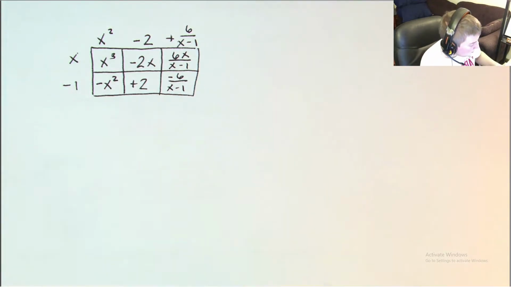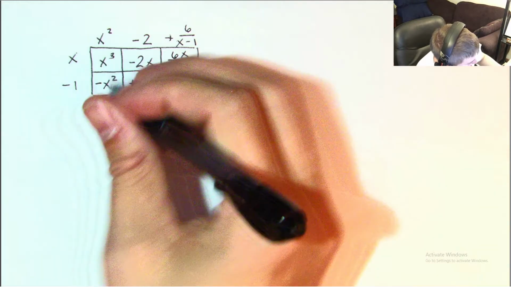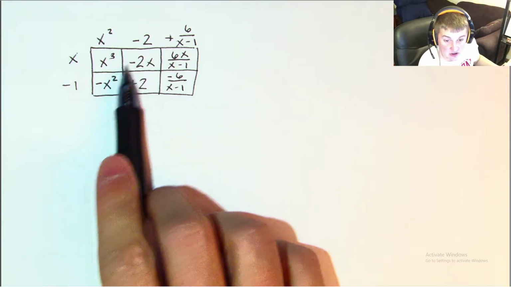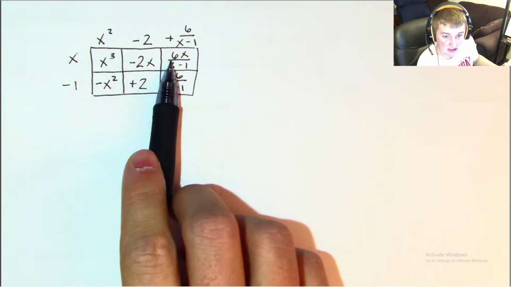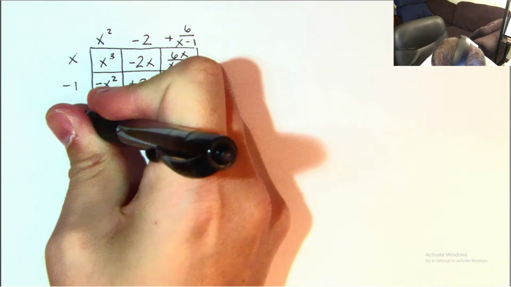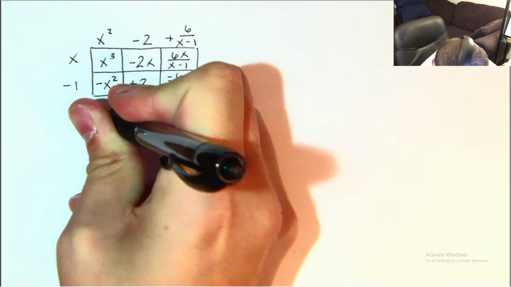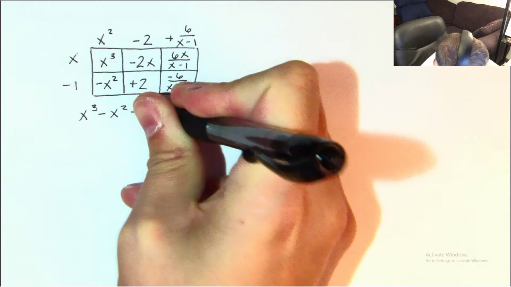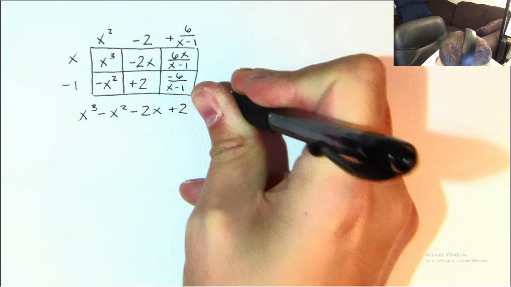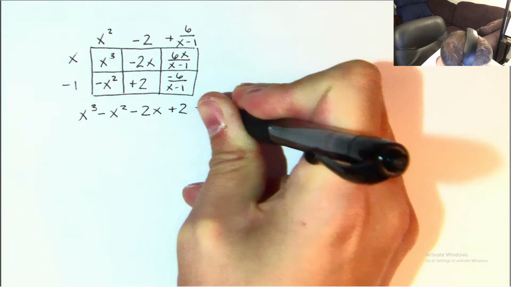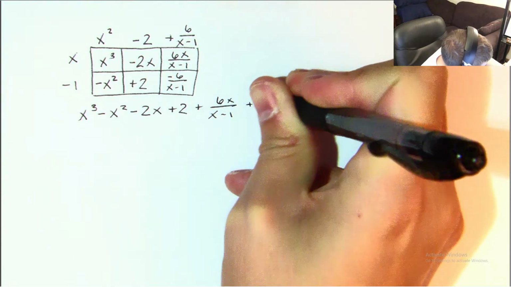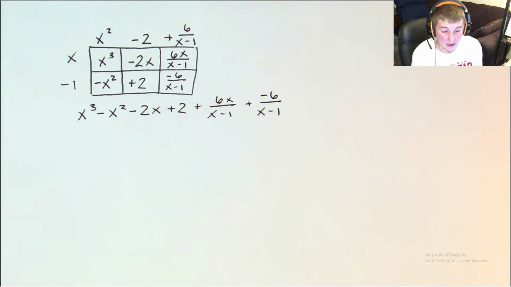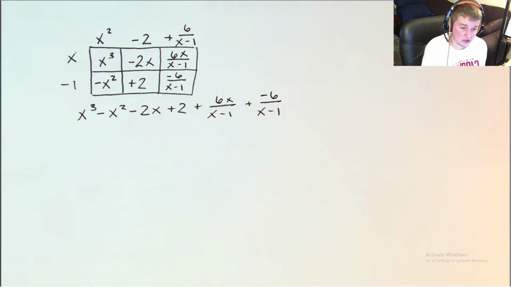Okay, and so now we would just add all these up. I'm going to notice that, typically we'll see that our diagonals are like terms, but they are not like terms for us. Okay, so I have to leave them separate. So I'm going to get x cubed minus x squared minus 2x plus 2 plus 6x over x minus 1 plus -6 over x minus 1. Okay, and it seems pretty complicated.